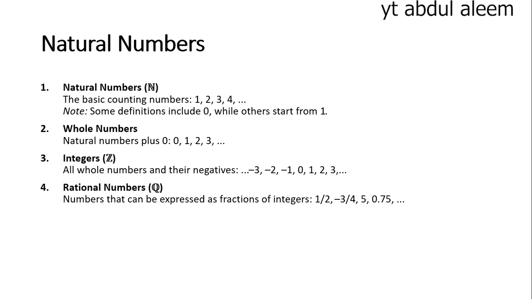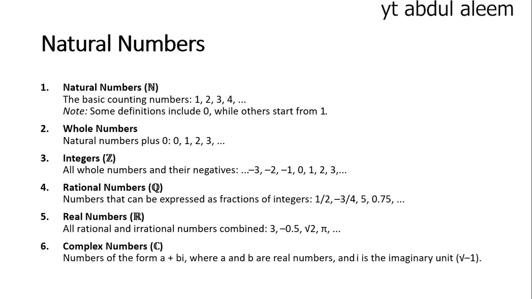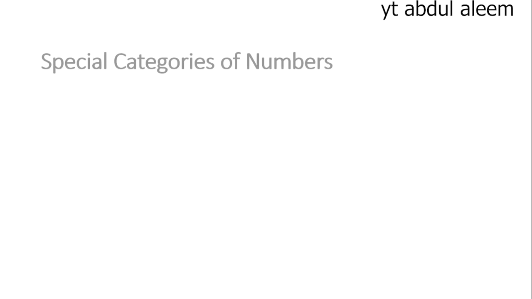Rational numbers. Numbers that can be expressed as fractions of integers, like 1/2, 3/4, 5, 0.75. Real numbers. All rational and irrational numbers combined, like 3, 0.5, square root of 2, pi. Complex numbers. Numbers of the form a plus bi, where a and b are real numbers, and i is the imaginary unit, the square root of -1. Special categories of numbers.